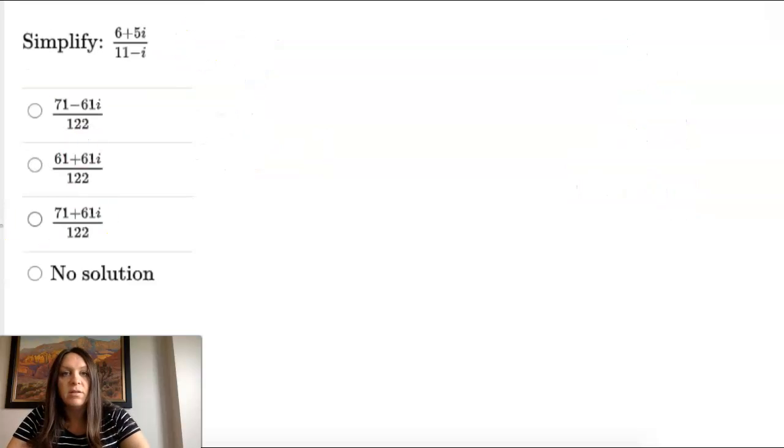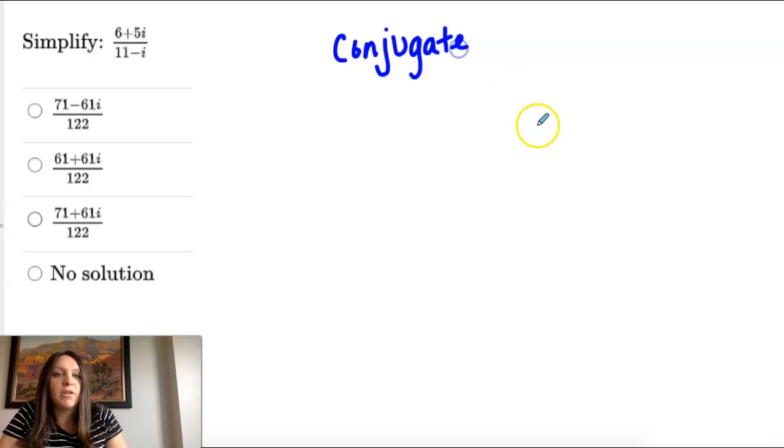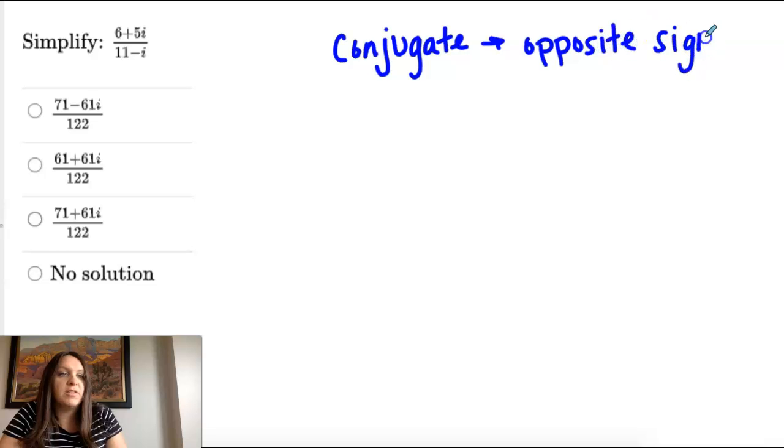Okay. Last one, we're going to divide. So when we divide complex numbers, we use what we call the conjugate, which uses the opposite sign. So we did this in our radicals as well. We're going to multiply by 11 plus i. You take the conjugate of the denominator.